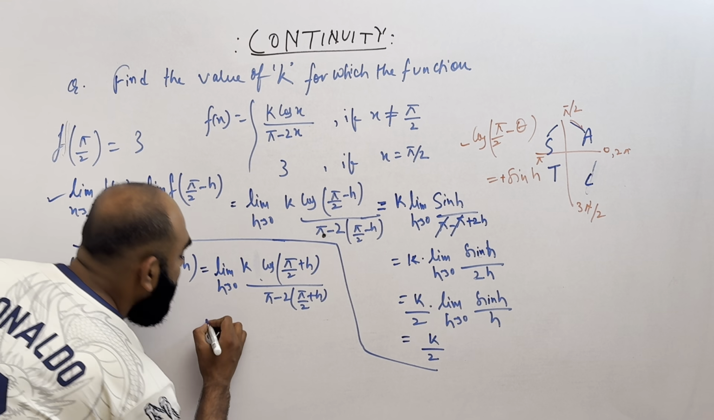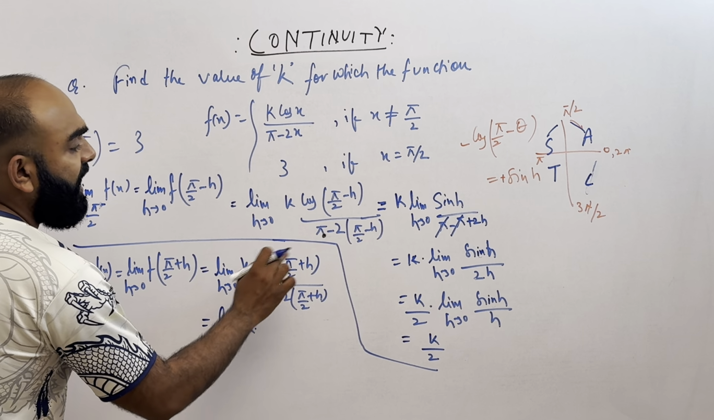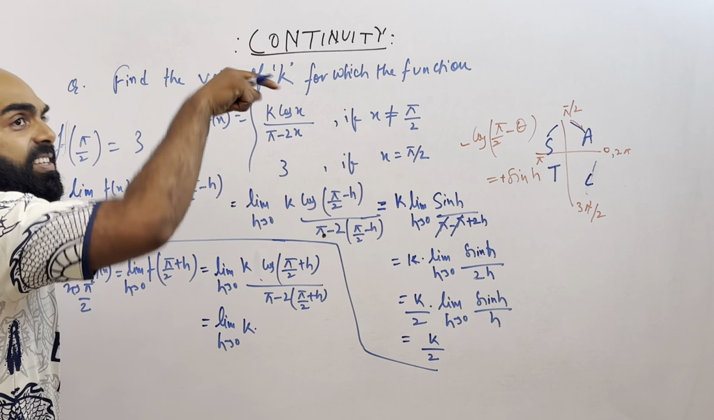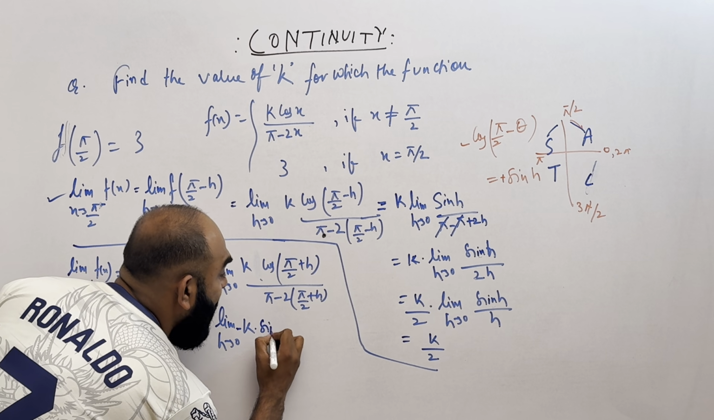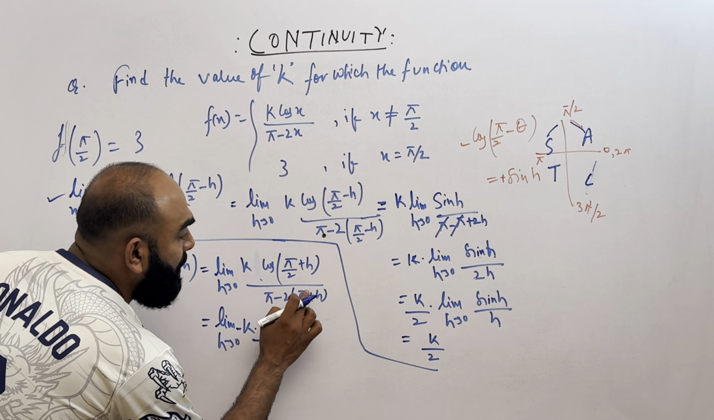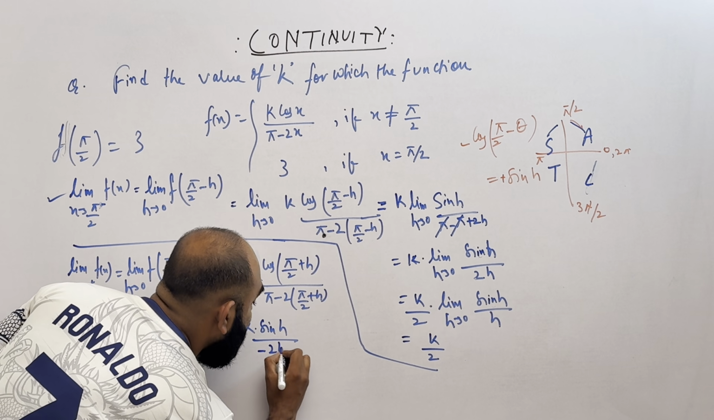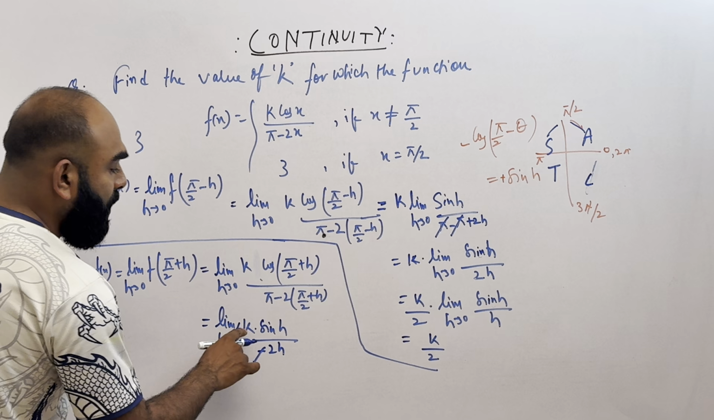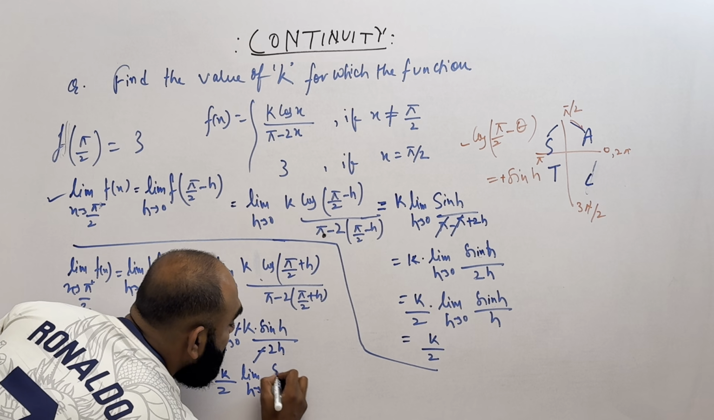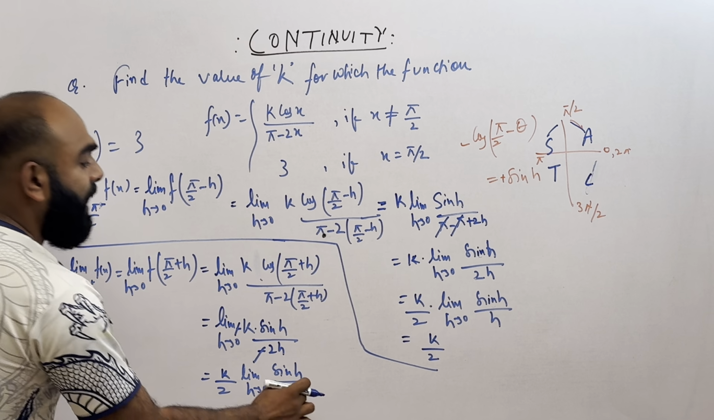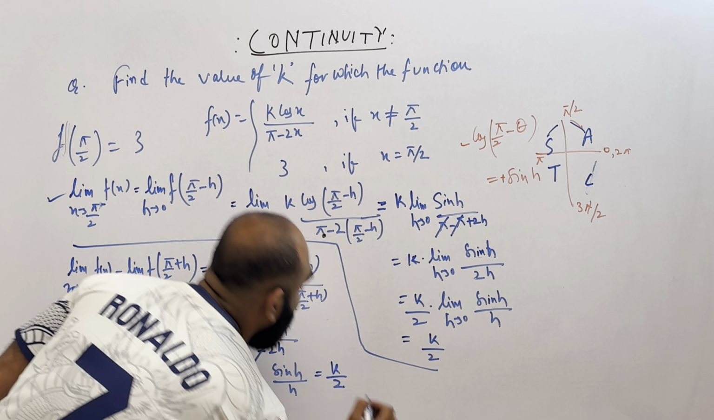So cos of pi by 2 plus h goes to sin, and here theta is h. So limit h tends to 0, k into sin h, and in the second quadrant cos is negative, so minus sin h, divided by pi minus 2 into pi by 2 plus h. Pi minus pi cancels, leaving minus 2h, and the minus signs cancel. I take k by 2 outside: limit h tends to 0 sin h by h, and since sin θ by θ is 1 when θ tends to 0, it is coming k by 2 only.